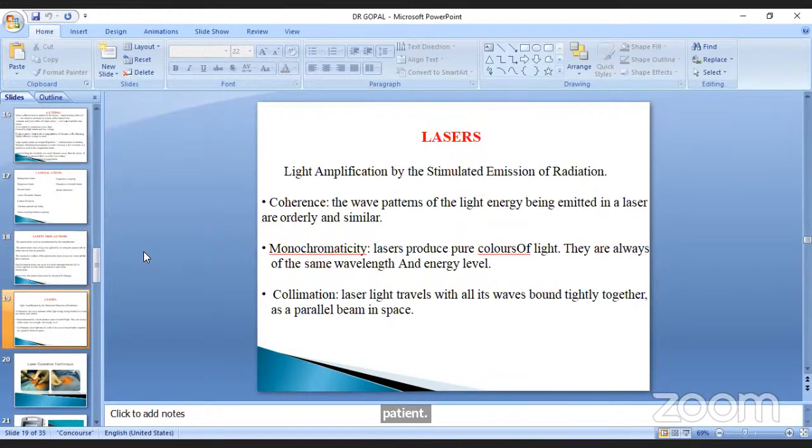Next one is laser: light amplification by stimulated emission of radiation. Coherence: the wave patterns of the light energy being emitted in a laser are orderly and similar. Laser light is a pure color, always of the same wavelength and energy level. The laser light travels with all its waves bound tightly together as a parallel beam in space.